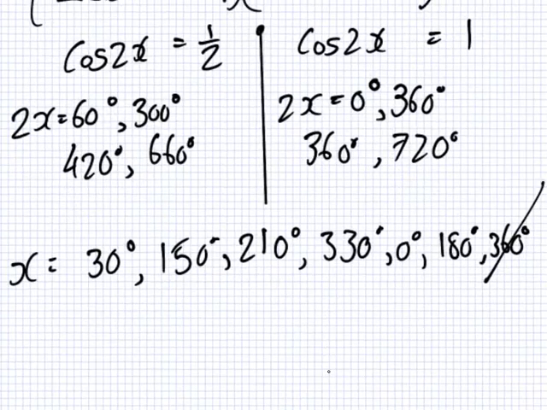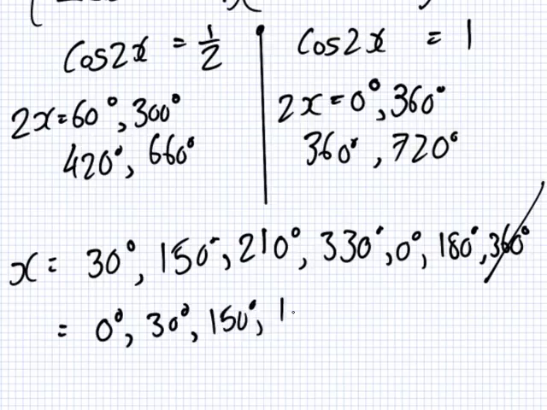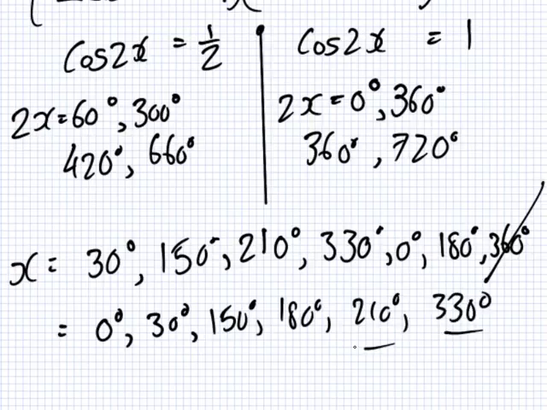So the answers are, in order: 0, 30, 150, 180, 210, and 330. 1, 2, 3, 4, 5, 6. Do you always have to put it in order? No. You wrote this one down? Yeah. Right, I'll let you try the next one before I do it.